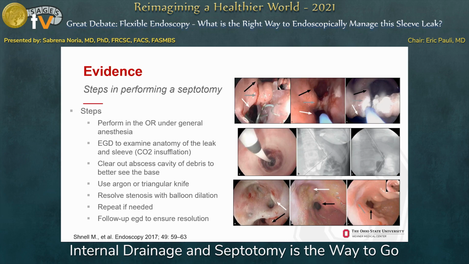You can see here, this picture is after 2 sessions, and you can see how the abscess cavity is resolving. The middle picture is after 3 sessions, and the final picture shows the sleeve lumen with the black arrow, and the gray arrow shows what was left of the septum.